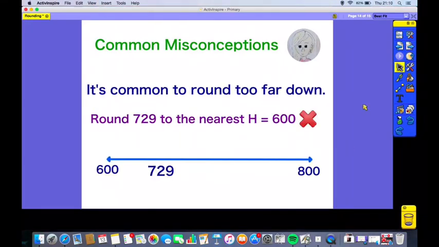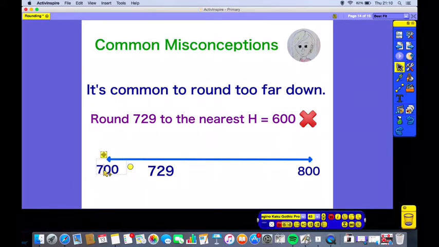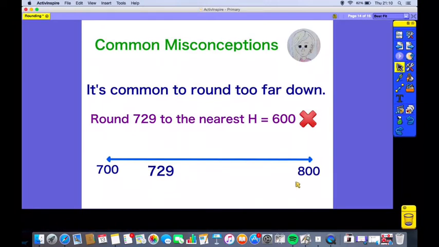One more common misconception then. Sometimes children round too far down, and it sort of makes sense. It's logical when you see it. So, for example, if they were asked that same question, rounding 729 to the nearest 100, they might think of a number line like this. They might have 729 on there, and they might think, well, 100 lower would be 600, 100 higher would be 800. Of course, what they should be doing is not getting that answer 600, but understanding that actually that's a 700 here. So they're trying to decide not between 600 and 800, but between 700 and 800. So look out for that one if you're helping your children with this sort of thing at home.